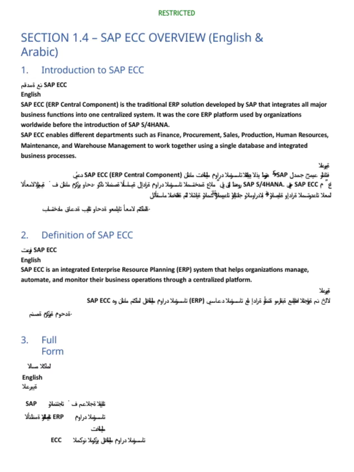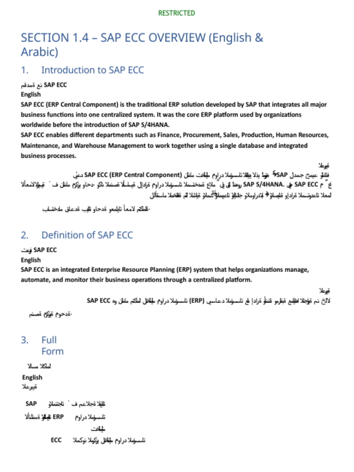Let's start with an introduction to SAP ECC, which stands for ERP Central Component. This is SAP's traditional ERP system, designed to bring all major business functions together in one centralized platform. Before SAP S/4 HANA came along, SAP ECC was the backbone for organizations worldwide.